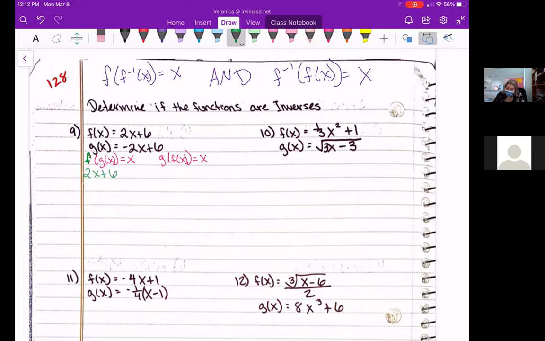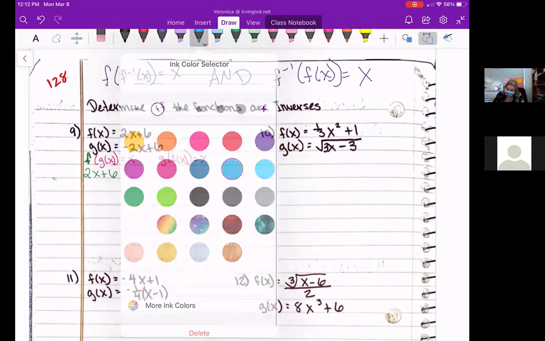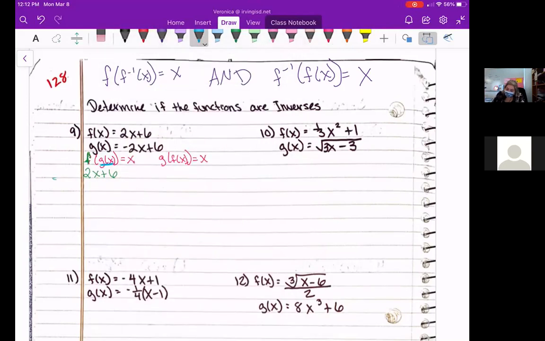Okay. Then I want to grab g of x, and I'm going to put it inside where x is at. Do y'all see that right there, right? And what is g of x? So we're going to have 2, and inside our x, I'm going to plug in g of x the way I see in my parentheses, which is negative 2x plus 6. And we're going to simplify that, and it needs to equal x.